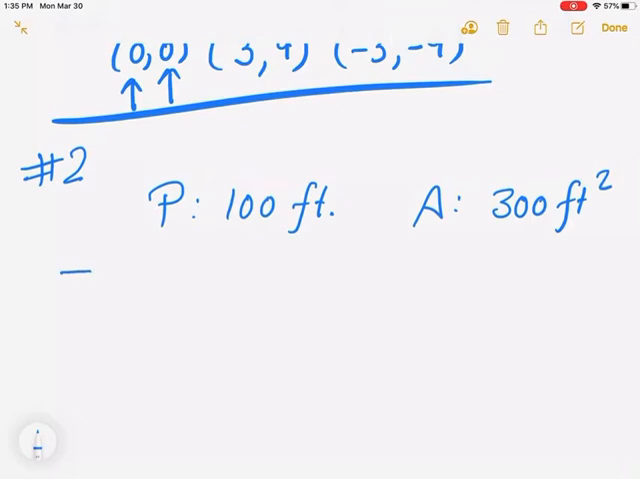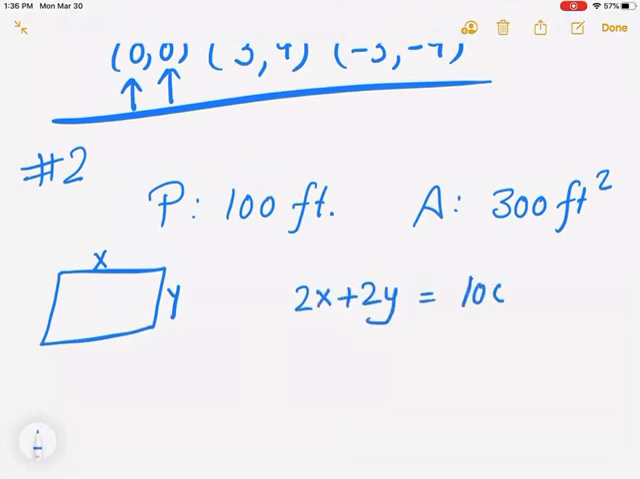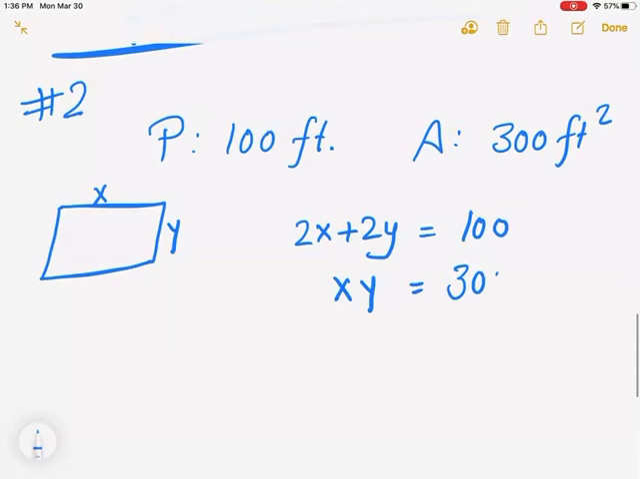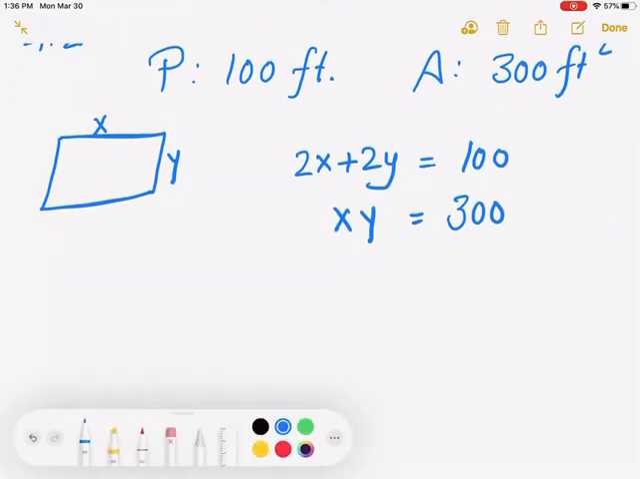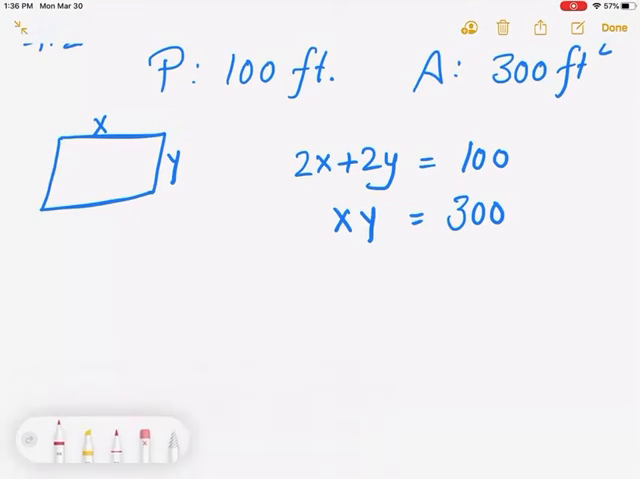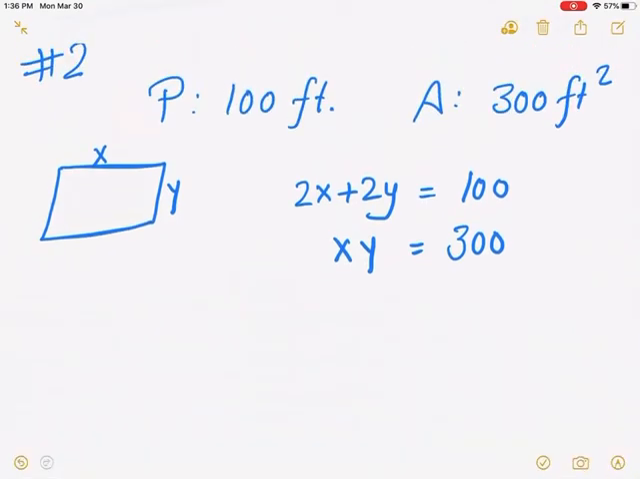So let's just pretend for this rectangle I have 2 side lengths, x and y. I know 2x plus 2y would be equal to 100. And if I multiply these two sides, which gives the area, it's going to be equal to 300. So I already have my equations down. Now pretty much the rest is just solving a system of equations. I just have to solve for both x and y.